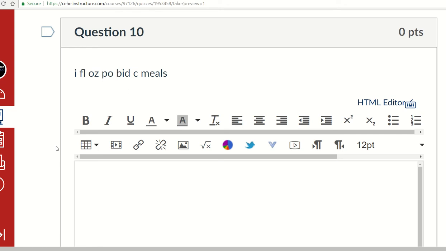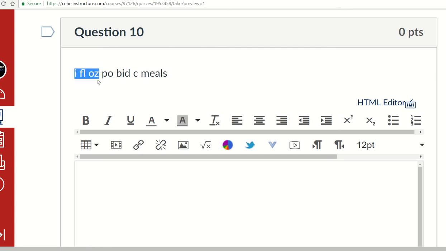Number 10, we got 1 ounce. How many mLs is 1 ounce? 30, right? So in household units, how many spoons are there? 2 big ones, yeah. So we'll use the easiest household units. A tablespoon is 15, an ounce is 30, so that would be 2 tablespoons full. So take 2 tablespoons full by mouth 2 times a day with meals.